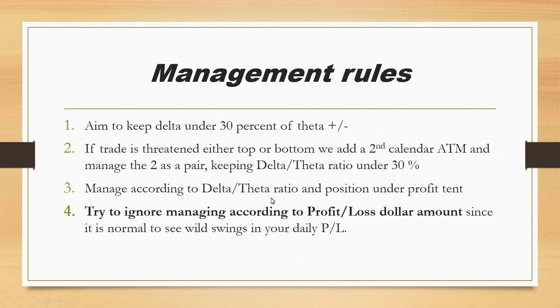Let me see. We also just want to look at the graph and make sure that we're comfortably under the profit tent. Regardless of what the Greeks are telling me, if I'm scared of slipping off one side of the profit tent, you need to do something. And that would be either take it off, take profits, or add a second calendar.